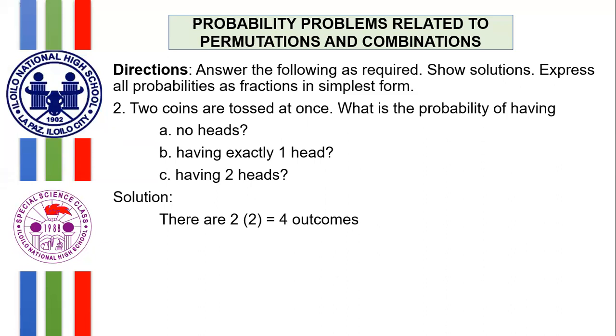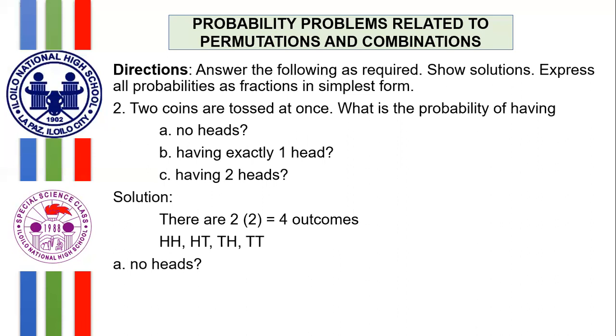And what are those 4 outcomes? These are head, head; head, tail; tail, head; and tail, tail. So from here, let's have letter A.